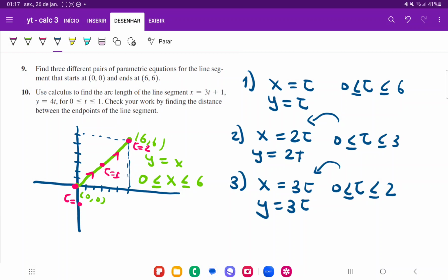So that is it for our 3 different parametric equations. They all describe the same behavior. However, what changes, if you can think of it in terms of speed, is that the first one for every t just takes 1 step, the second one for every t takes 2 steps, and the third one for every t takes 3 steps. So that is it for problem number 9.